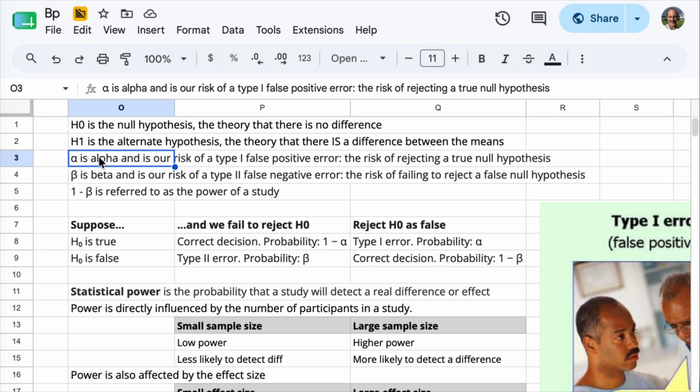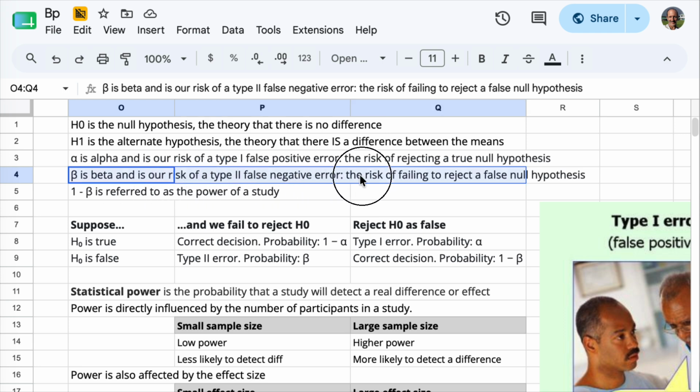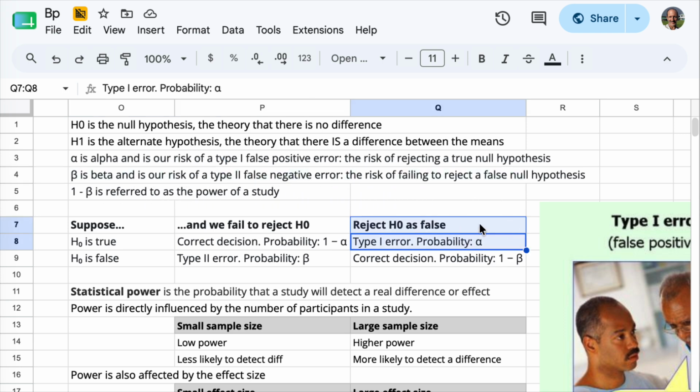We use that to stand for a risk of a type 1 false positive error, the risk of rejecting a true null hypothesis. The second letter of the alphabet is beta. These were just picked by statisticians 120 years ago or more. Beta is our risk of a type 2 false negative error. So what do those errors mean?